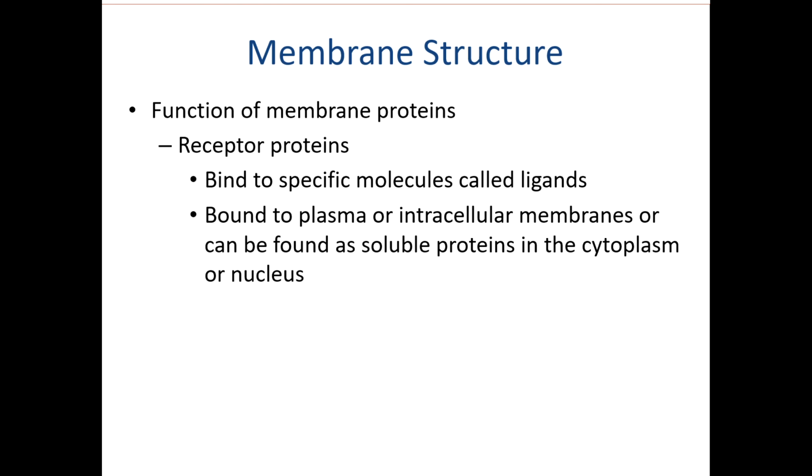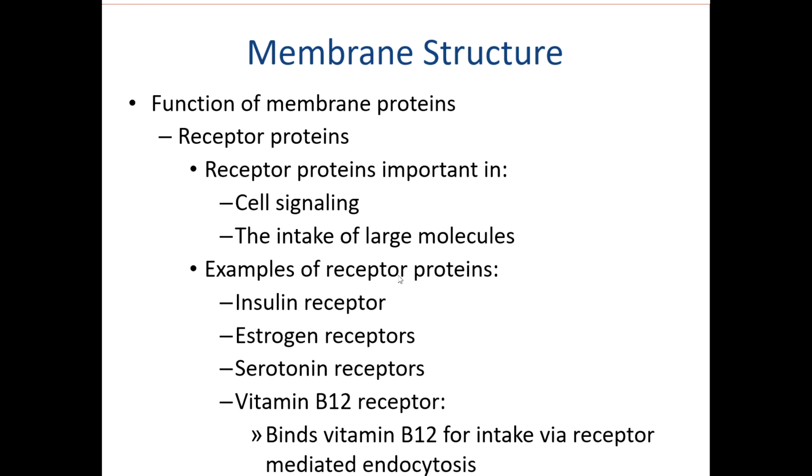Or they can be found as soluble proteins in the cytoplasm or even in the nucleus. Right? So we have receptors that are either on the cell membrane, they can be on structures inside the cytoplasm, or even on the nucleus. Right? So the receptors are just not on the outside of the cell. Receptor proteins are important in cell signaling and also the intake of large molecules. We'll talk about cell-mediated and receptor-mediated endocytosis in the next lesson, and I'll show you how those receptor molecules are important.